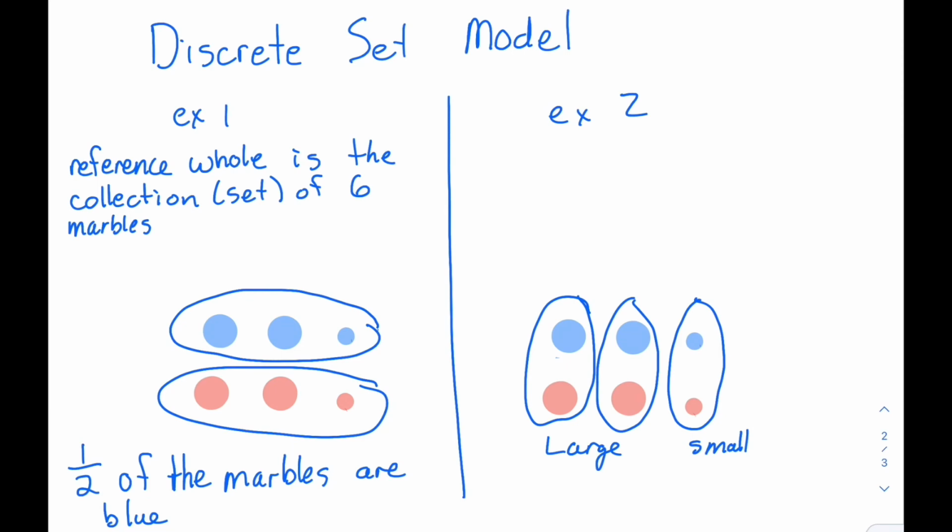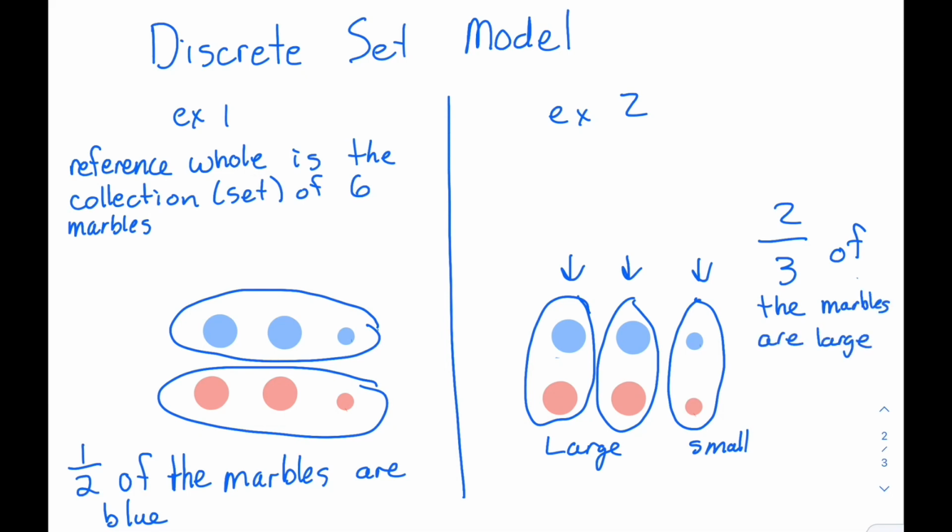Here when I'm talking about size, really what I'm talking about is the count. So I'm going to have 2 marbles per group. So I've broken it into 3 sets of 2 marbles each. And now I could say that 2/3 of the marbles are large. So I have my 3 groups. That gives me my denominator. And then when I'm looking at the large ones, I could say that 2/3 of the marbles are large.